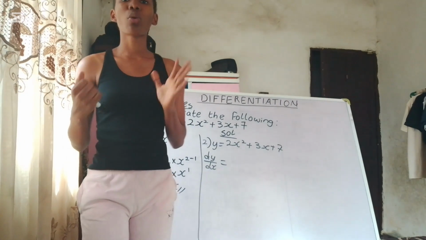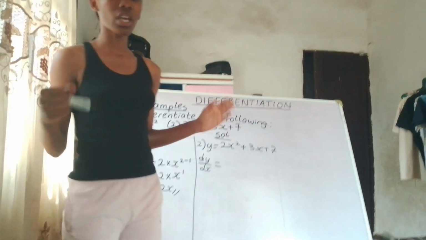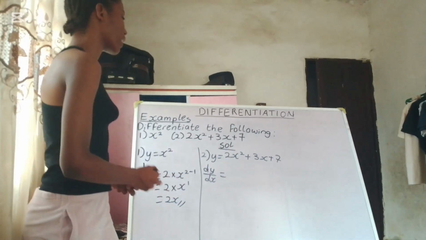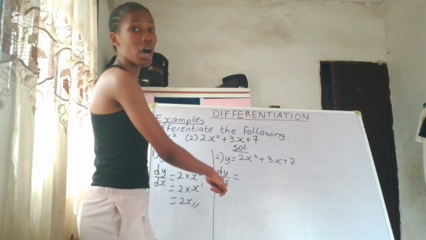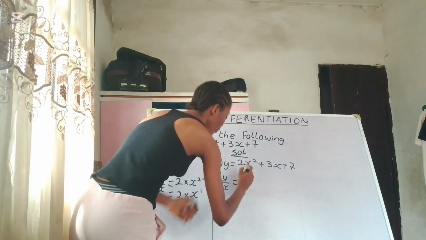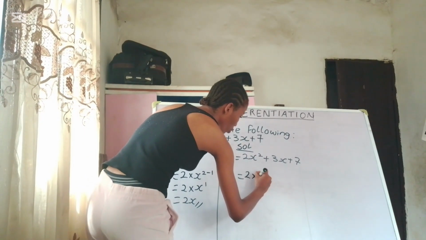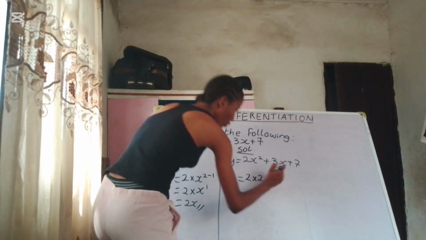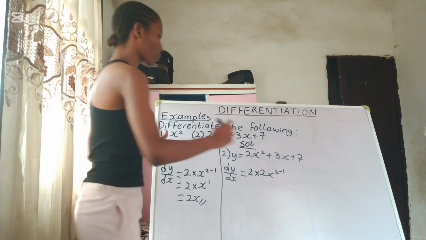Now, we have 3 different functions all in one. So what we're going to do is apply the power rule to each of the functions separately, then add them together. Starting off with 2x squared, remember, bring down the power, then subtract 1 from the power. So we'll bring down this power 2. So it will be 2 times the original 2x squared. But remember, you subtract 1 from the power.